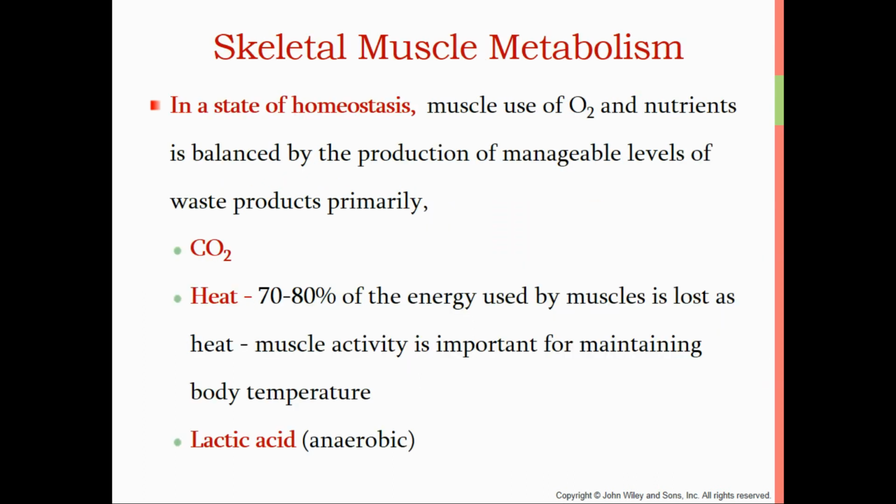Skeletal muscle metabolism in a state of homeostasis, which is when everything is in balance in your body. Muscle use of oxygen and nutrients is balanced by the production of manageable levels of waste products. And those waste products in your muscles are primarily carbon dioxide, lactic acid, and heat. I know it's weird to talk about heat as a waste product, but I guess you could call it a byproduct of your muscles contracting.